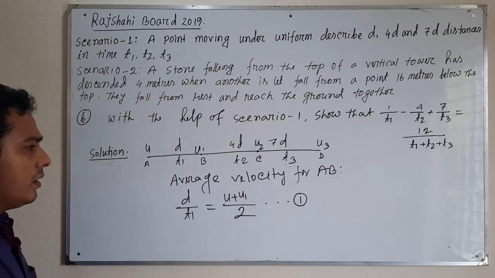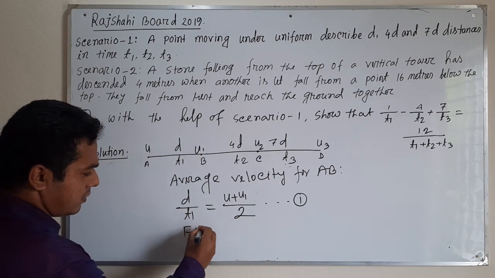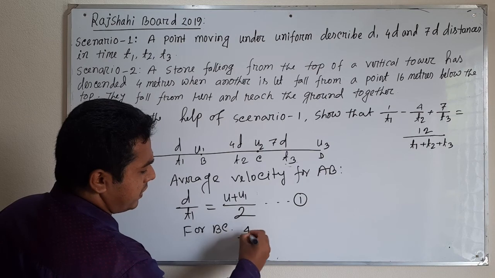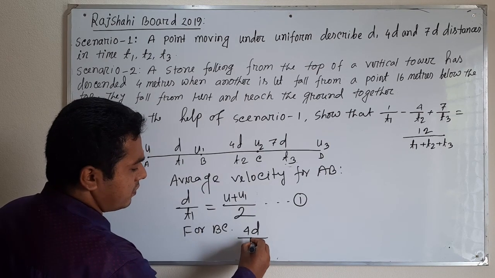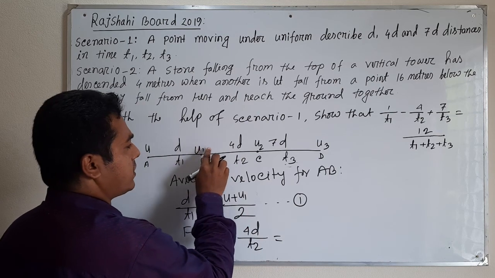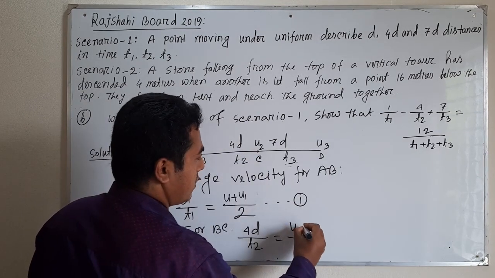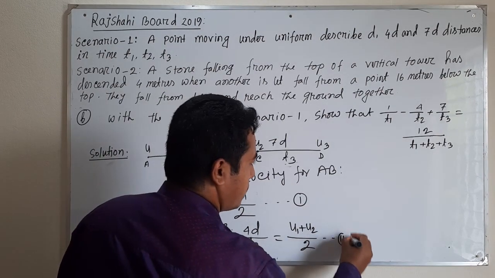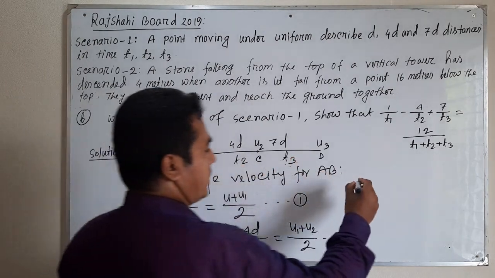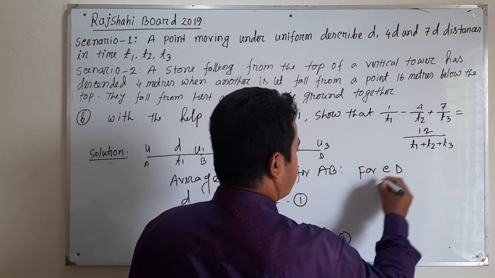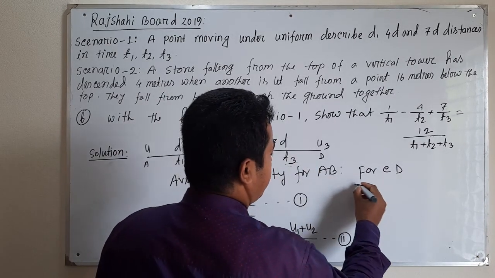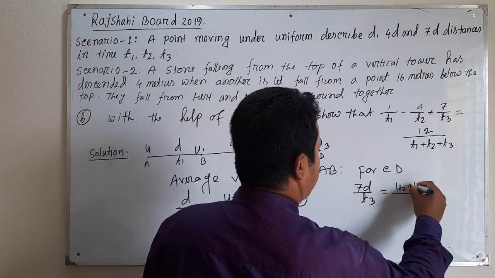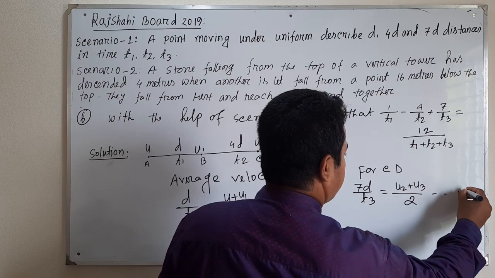Okay, again for BC, distance is 4D and time is T2. So here the average velocity is U1 plus U2 divided by 2. This is equation number 2. Now for CD, distance is 7D, time is T3. So U2 plus U3 divided by 2. This is equation number 3.